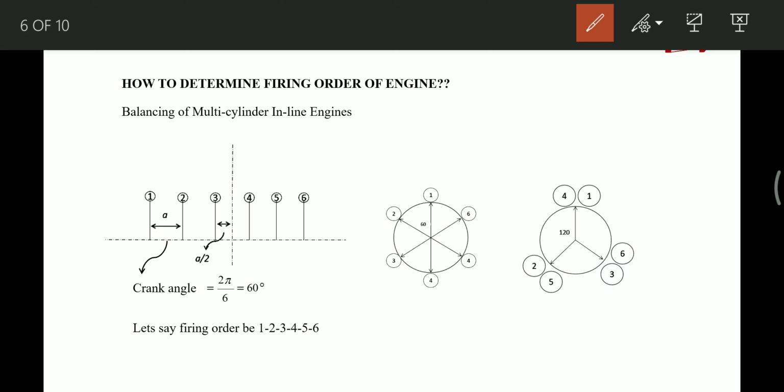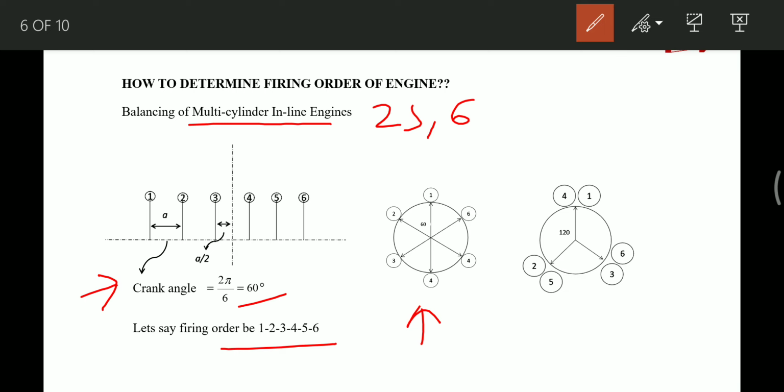Let's try to understand by taking an example. We'll take an example of two-stroke engines. So a 2-stroke engine with 6 cylinders, a multi-cylinder inline 2-stroke engine with 6 cylinders. If it is 2-stroke, then the crank angle will be 60 degrees, that is 2 pi by 6. And let's assume for this engine the firing order be 1, 2, 3, 4, 5, 6. For this firing order, let's draw the crank position diagram. So this is the crank position diagram.